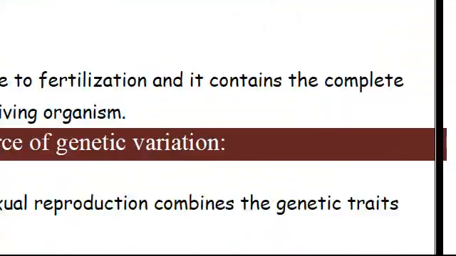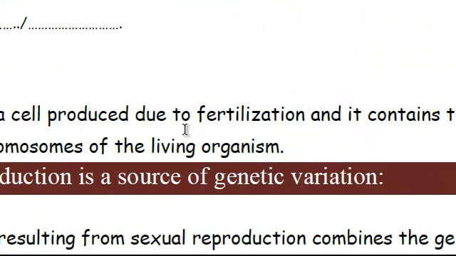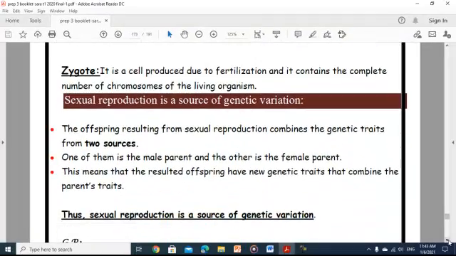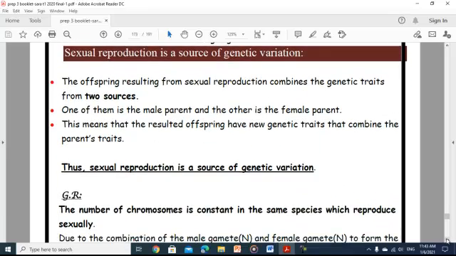So the zygote here is a cell produced due to the fertilization, and it contains the complete number of chromosomes of the living organism, 2N. Why is sexual reproduction a source of genetic variation? Variation means different. Why is sexual reproduction the reason for variation, for difference between living organisms? Because the genetic material comes from two sources. One from male and the other from female. And the second reason is due to crossing over in prophase 1.